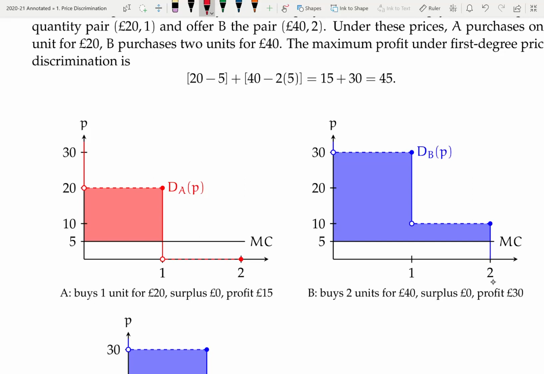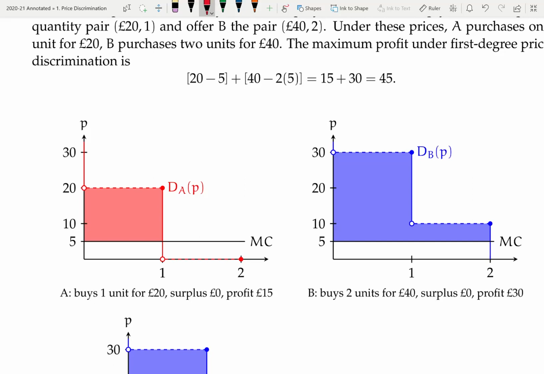What price will they charge? Well, they'll just charge a price equal to the area under the whole demand curve, because that's the most that buyer B is willing to pay. Or if you go back to the table, they'll just charge buyer B their willingness to pay for 2 units. So the best price to charge for 2 units is £40. That's 30 plus 10.